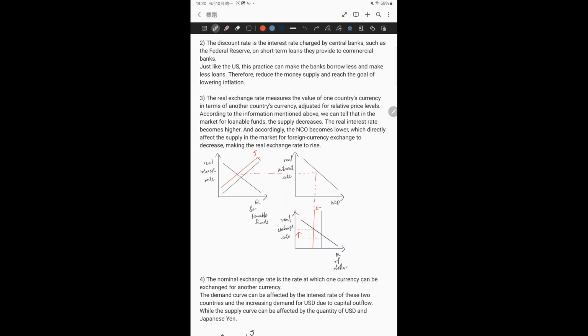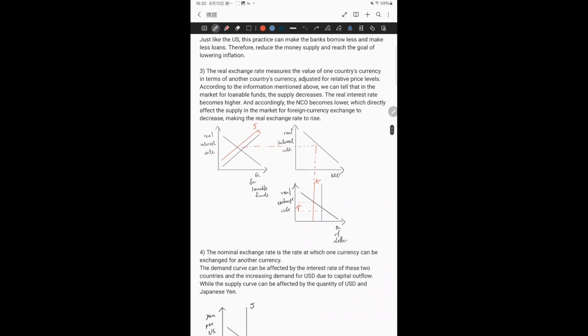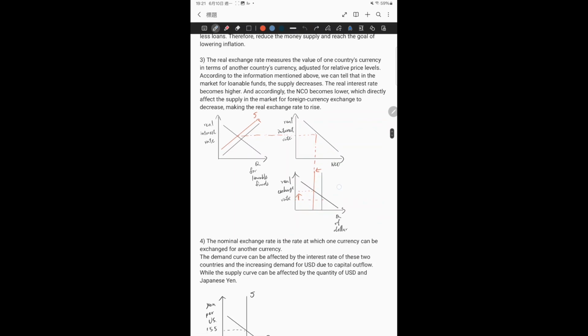So we can see in the third diagram, the net capital outflow becomes lower, which directly affects the supply in the market for foreign currency exchange to decrease, making the real exchange rate rise. Here we can see here. Okay, and the question number 4.